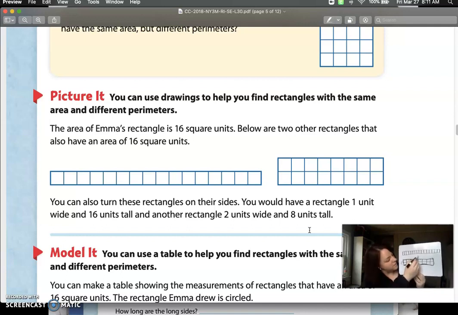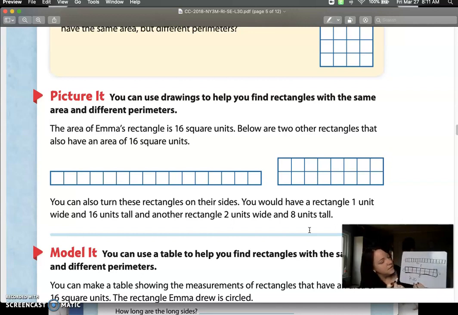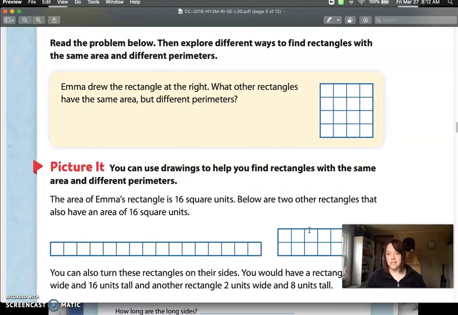So we know this side is 8, so this side has to be 8. We know this side is 2, so this side has 2. So let's add them. 8 plus 8 is 16, plus 2 is 18, plus 2 is 20. So our perimeter equals 20 here. Now up here, it's only 1 by 16. So we know this side is the same because there are no other boxes up there. It's just 16. So do they have the same area but different perimeters? They do.